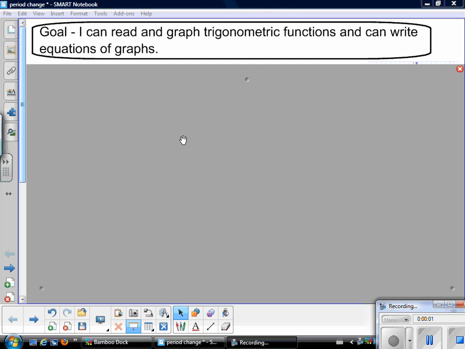Moving along with our trigonometric function graphs. Okay, today we're going to be doing a few different things. It might take about 3 videos to get this whole goal completed, but I can read and graph trigonometric functions and I can write equations of graphs. So, numerous things going on here.